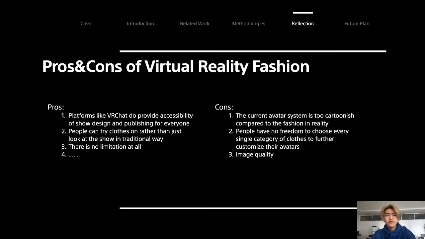The pro of VR fashion is that it really provides an opportunity for designers to give a show. Beyond the traditional show, the audience can try clothes on. And in terms of designing a show, there's no limitation in the virtual world. However, there are still some problems. The current avatar system is too cartoonish compared to fashion in reality, and people have no freedom to choose every single category of clothes like jackets, jeans, and glasses for further customization of their avatar. Most importantly, the image quality right now is relatively low, which cannot show the detailed design of each garment.